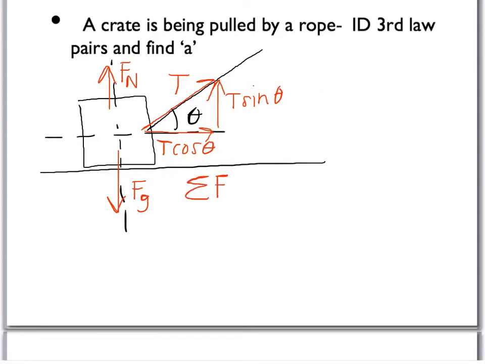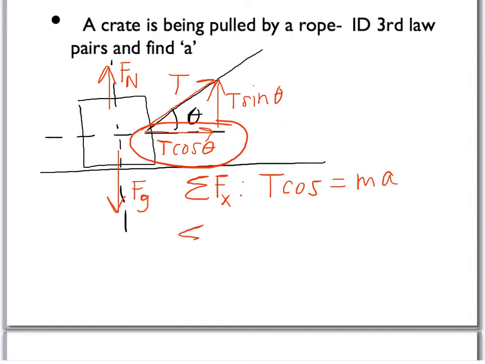In the x direction, we can see that the only force in the x direction is going to be the T cosine of theta. It's the only force that we have in any of the x directions, so T cosine of theta could be set equal to the mass of the crate multiplied by its acceleration.